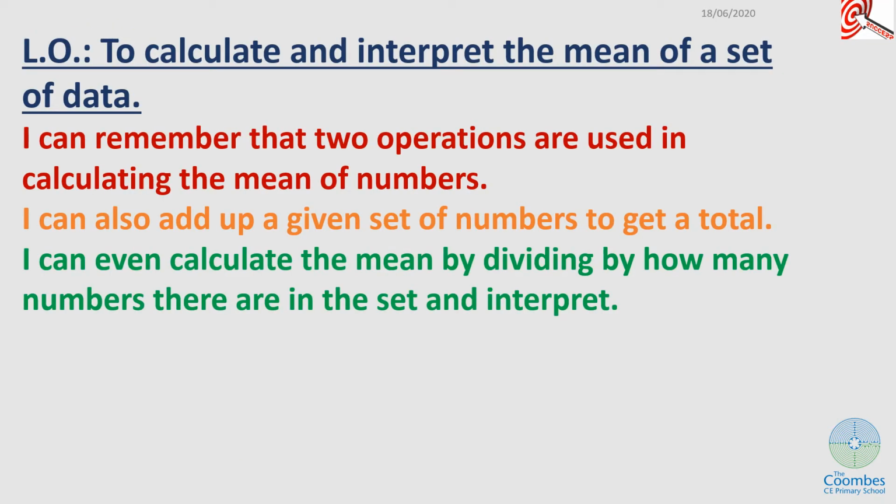There are three success criteria you can use to interpret the mean of a set of data. First, that you can remember that there are two operations that you can use in calculating the mean of numbers. Second, that you can also add up a given set of numbers to get a total. And the third, that you can even calculate the mean by dividing by how many numbers there are in the set and then interpret.